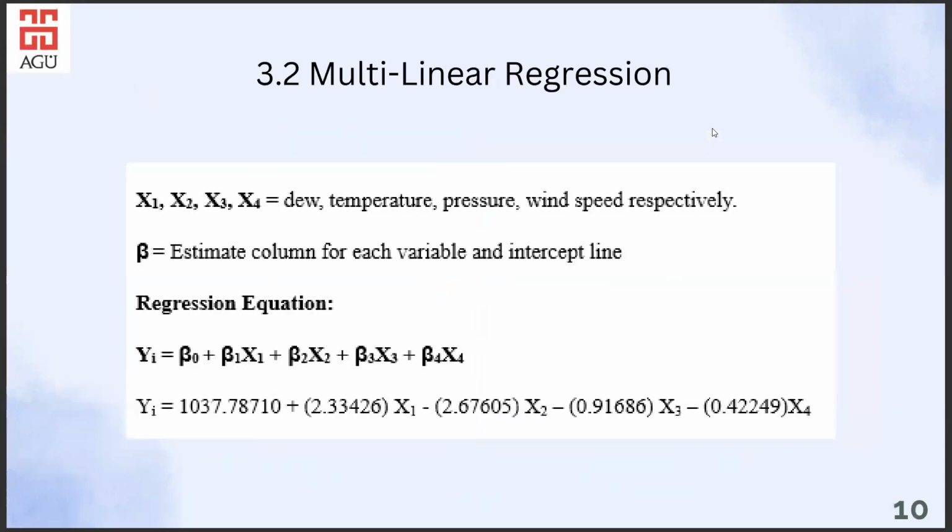Next page. After the box plot method, we did the multilinear regression for our data. X1, X2, X3, and X4 are the depth, temperature, pressure, and wind speed variables respectively, and beta is the estimate column for each variable. According to the regression equation, we found our equation like that. Next page.